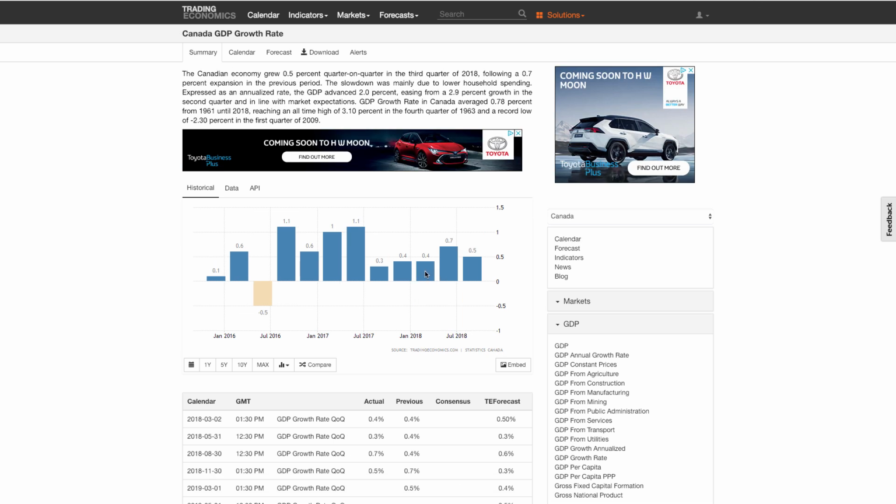So in that quarter, what would you be buying? Which one would you be buying? Which one would you be selling? You'd have to be buying the Canadian dollar from a fundamental perspective.